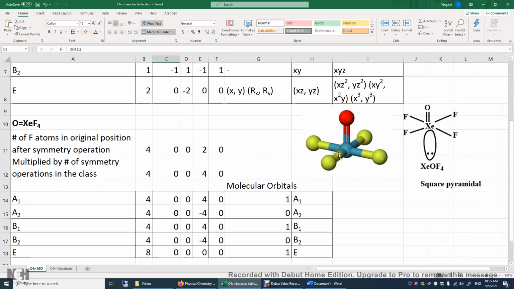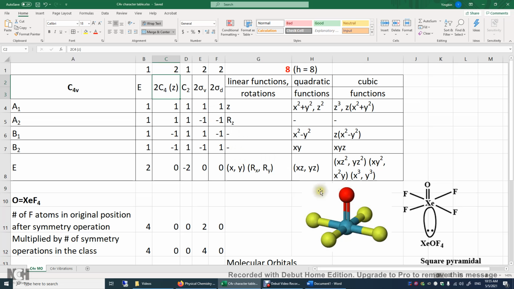So now let's look at the interaction between the xenon atom and the four fluorine atoms. You can see there are four bonds. Now let's just look at the fluorine atoms. We will apply symmetry operations to those fluorine atoms. So this E means doing nothing. After we do nothing, the number of fluorine atoms in the original position is going to be 4, since all four fluorine atoms stay in their original positions. And then we can do the C4-1 operation and the C4-3 operation. That means we rotate these fluorine atoms about this xenon-oxygen molecular axis 90 degrees or 270 degrees. C4-1 means 90 degrees, C4-3 means 270 degrees.